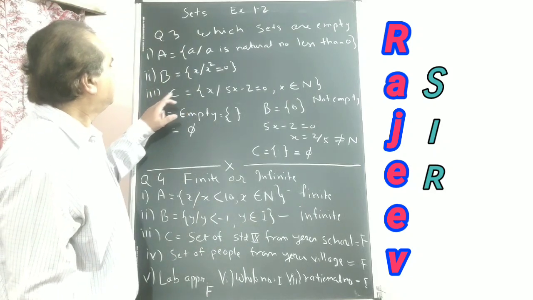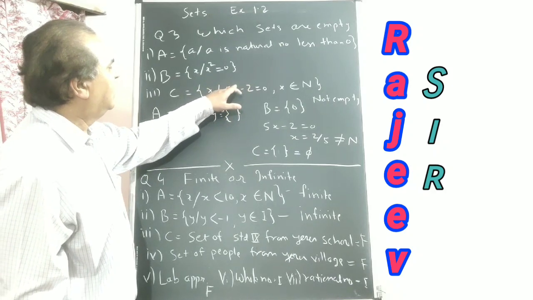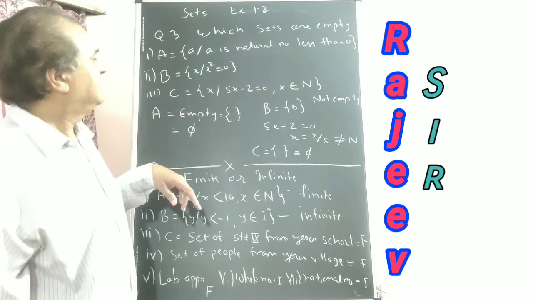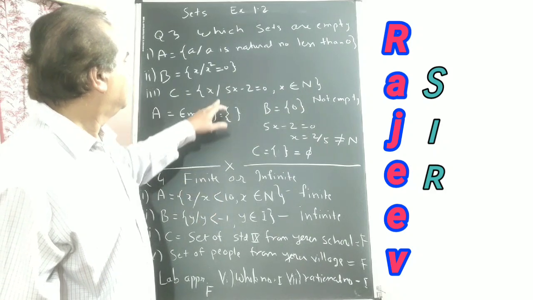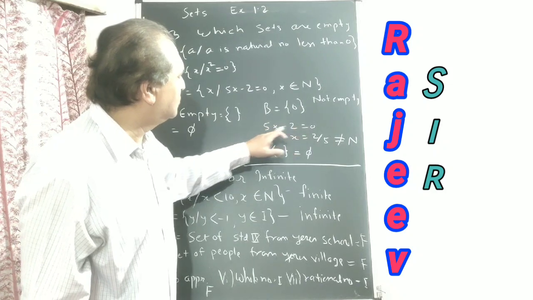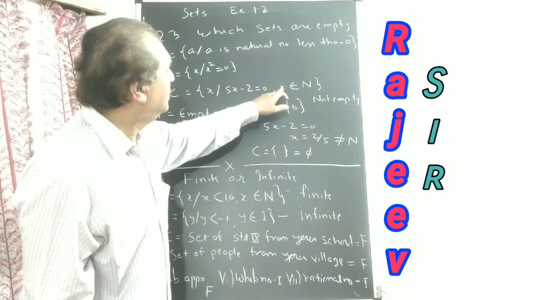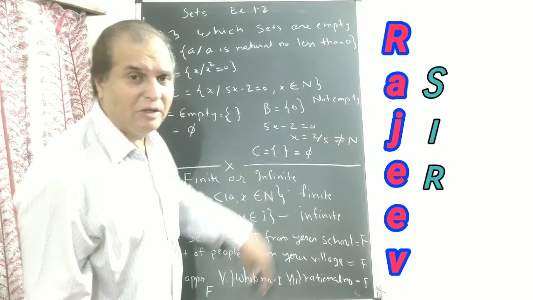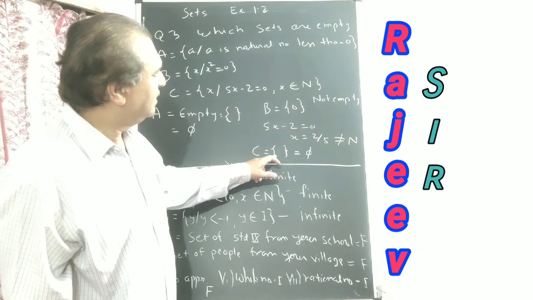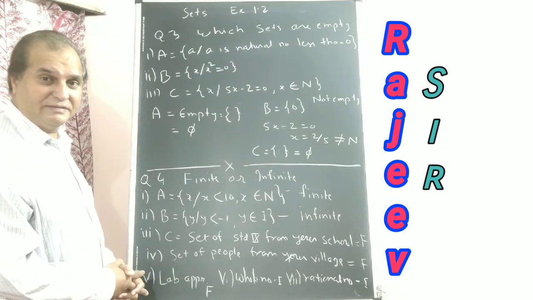C, x such that 5x minus 2 equal to 0. We have to solve this equation, and if the solution is a natural number, then only the set will not be empty. So we solve 5x minus 2 equal to 0. Minus 2 will shift that side, 5x equal to 2. 5 shifting down, x equal to 2 by 5. But 2 by 5 is not a natural number because x belongs to natural numbers. So C is again an empty set. Either of these you can write as the symbol for an empty set.